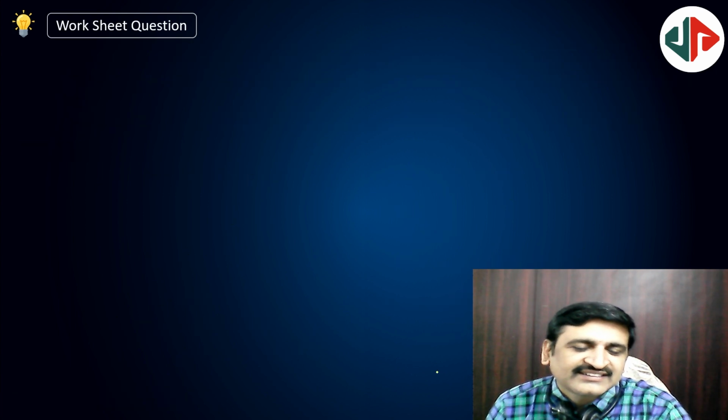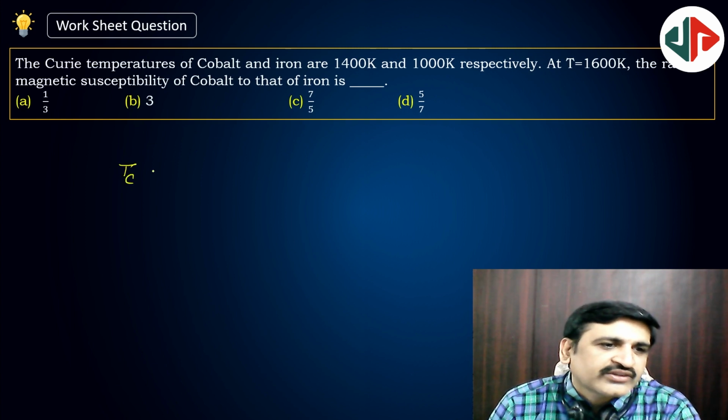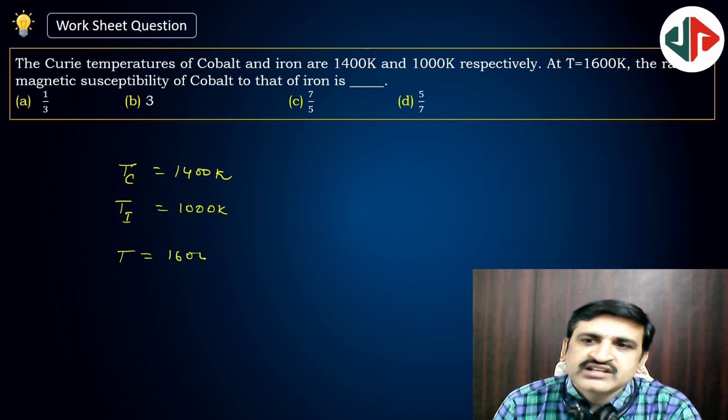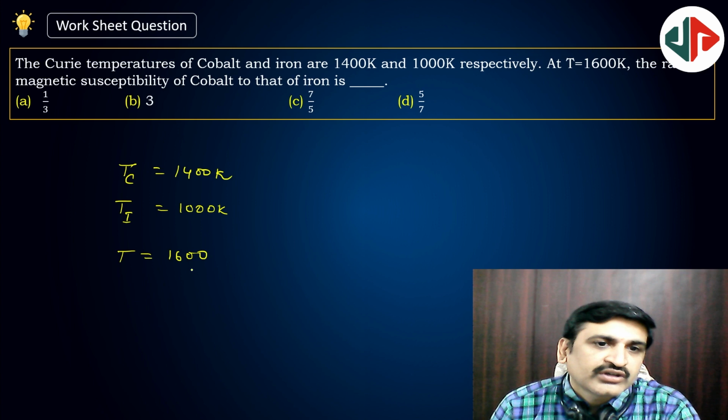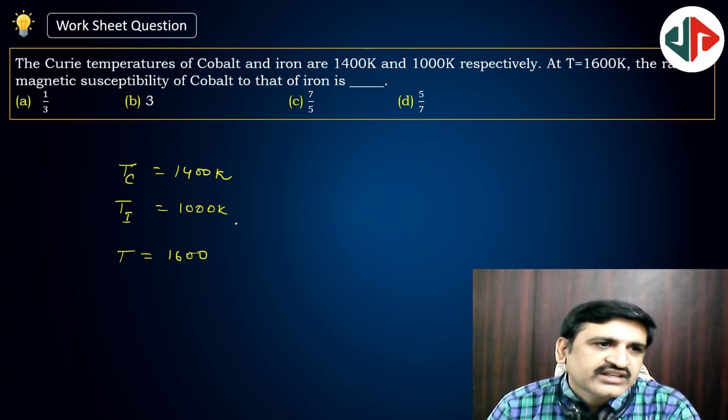Weber. Next, Curie temperature of cobalt is 1400 Kelvin, and of iron is 1000 Kelvin. Iron you need to mention like Fe, that will be better. And at T equal to 1600, the ratio of magnetic susceptibility of cobalt to that of iron is? Okay, Curie temperatures are given.